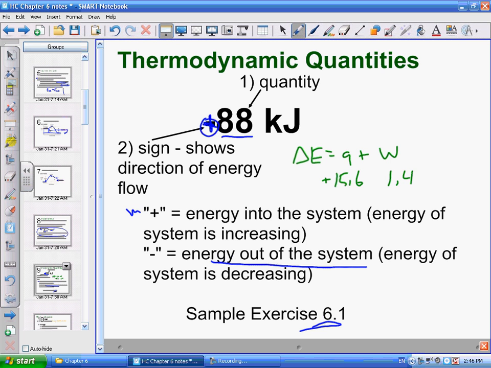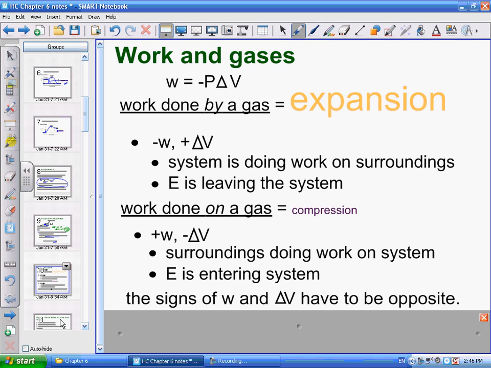So I have 1.4 kilojoules of work being done on a system. If work is being done on the system, we have to ask ourselves, is work going into the system or work coming out of the system? The answer is that work is going into the system. So therefore, that must be plus as well, and our answer is 17.0 kilojoules. Okay? Next, work and gases.